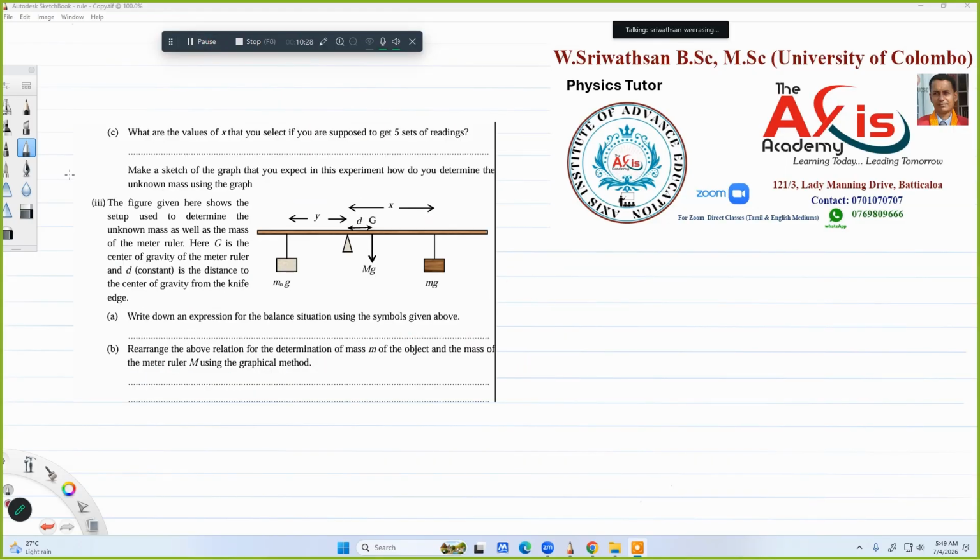What are the values of x that you select if you are supposed to get 5 sets of readings? What are the values of x?